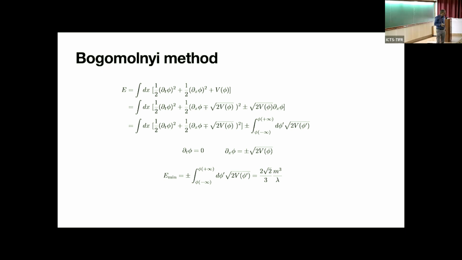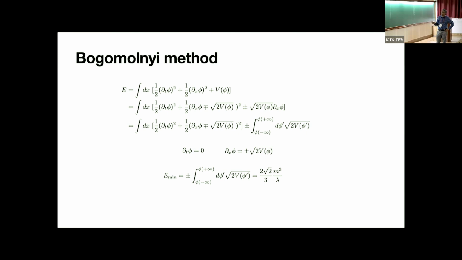Now, there is one very nice way to find the solution, because it's a rather non-intuitive tanh type of solution, and that's called the Bogomolny method. What you start by doing is you write the energy as an integral, and here's the kinetic energy part, here's the gradient energy part, and then there's a potential.